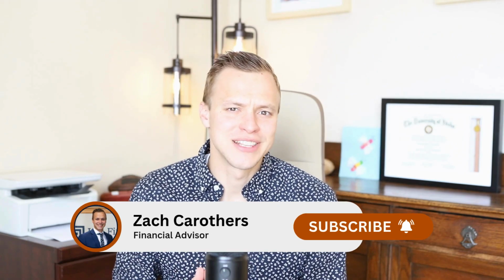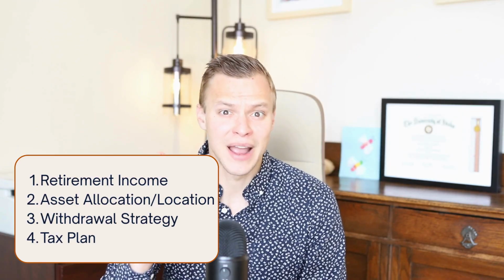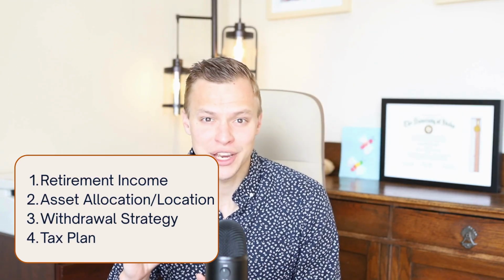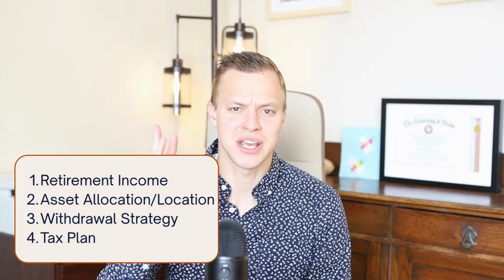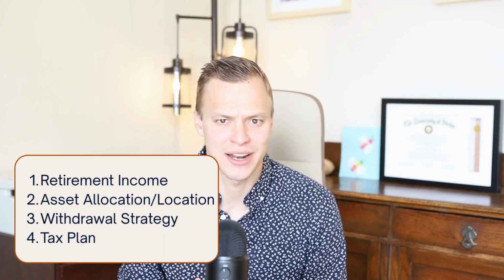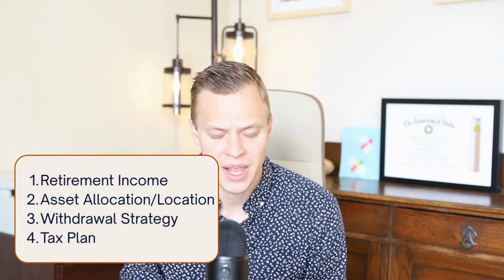When we think about the transition into retirement, we're focused on 4 core categories. That is your retirement income, your asset allocation and location, your withdrawal strategy, and your tax plan and strategy for retirement. So let's dive into your retirement income.